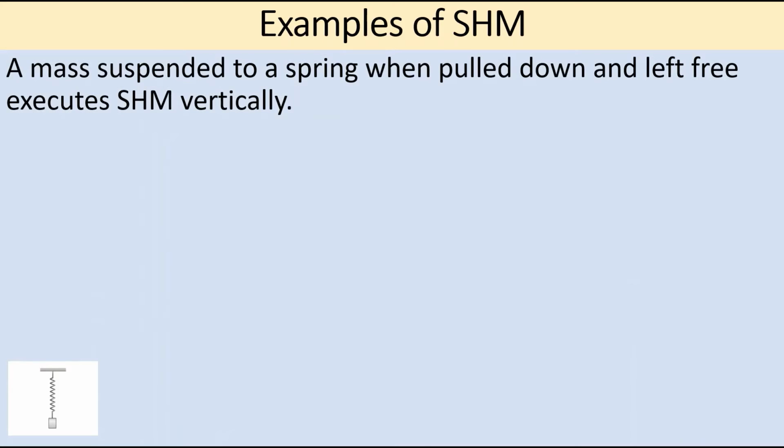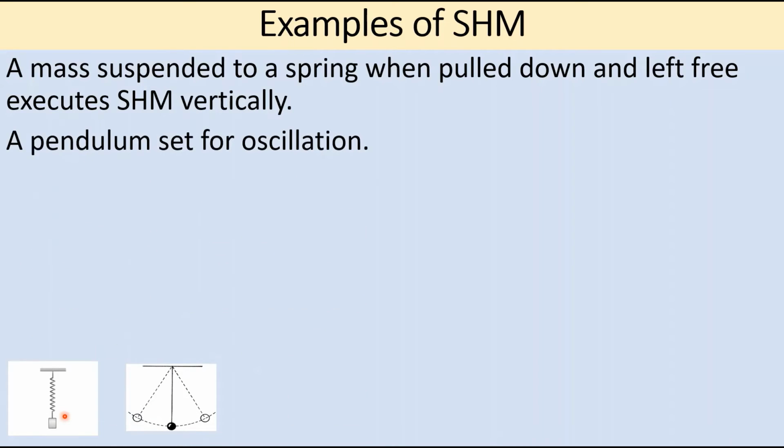Let us discuss some examples of simple harmonic motion. A mass suspended from a spring, when pulled down and left free, executes simple harmonic motion vertically. One end of the spring is connected to a rigid support, and the other end is connected to the mass. When you pull this mass in the downward direction and then release it, the mass executes simple harmonic motion. This is one example of simple harmonic motion.